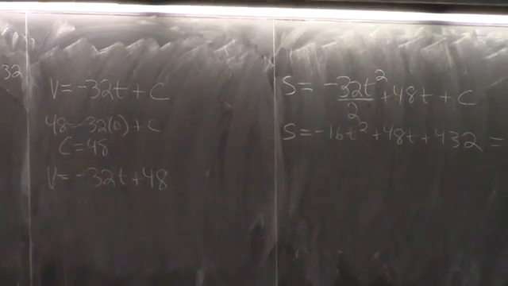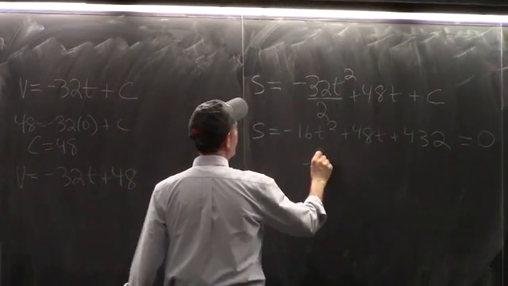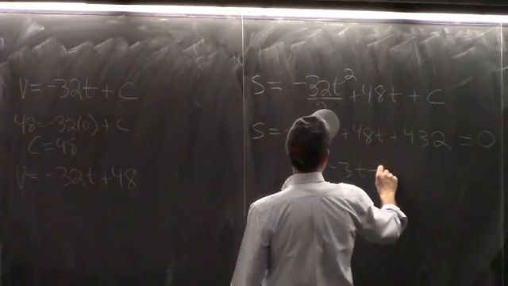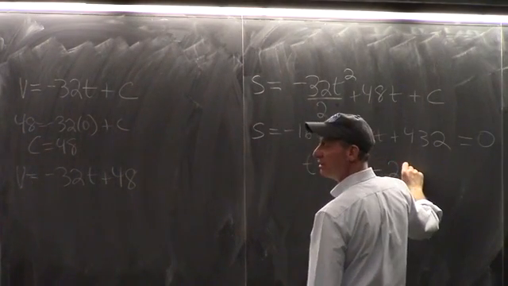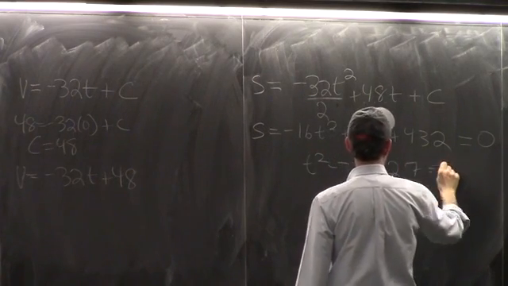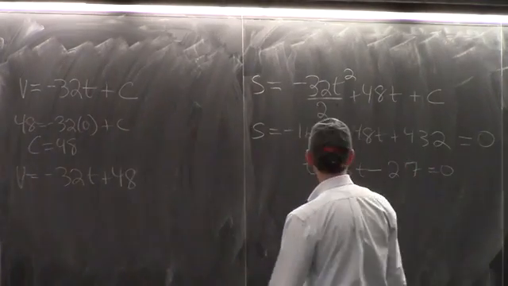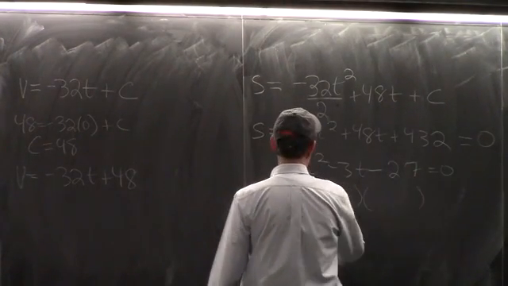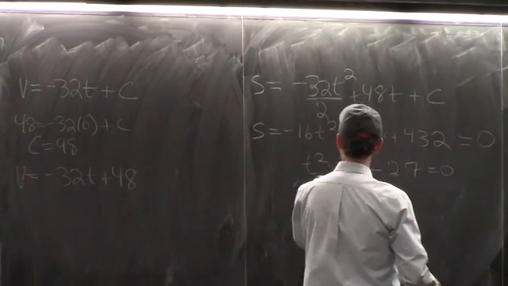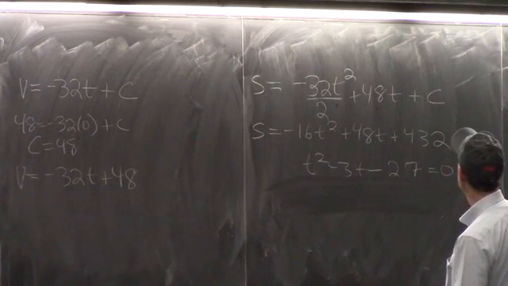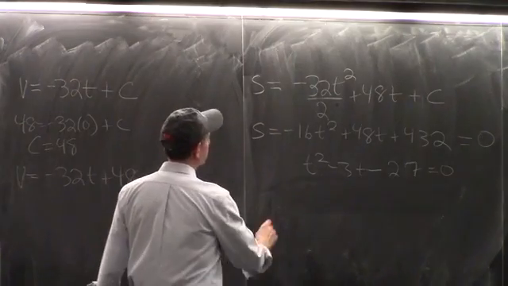I bet they're all divisible by 16. What do you think? I think they're all divisible by negative 16. You get t squared minus 3t minus 27. Right. Okay. That factors quite nicely. No, it doesn't. That doesn't factor, this one. So you have to do the quadratic formula.